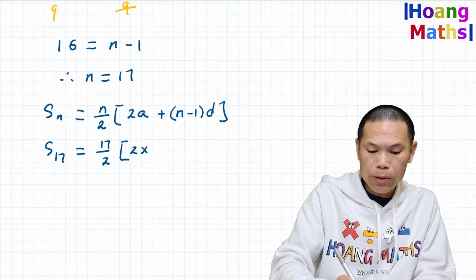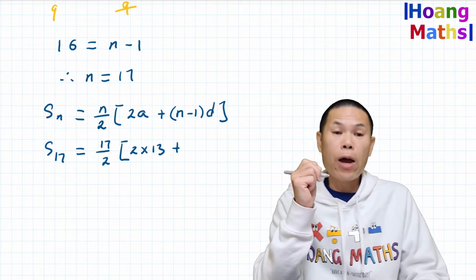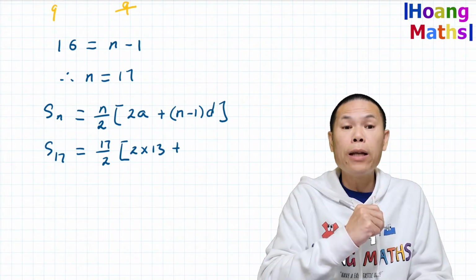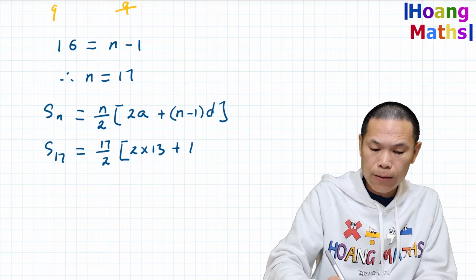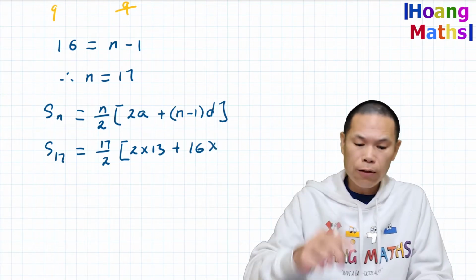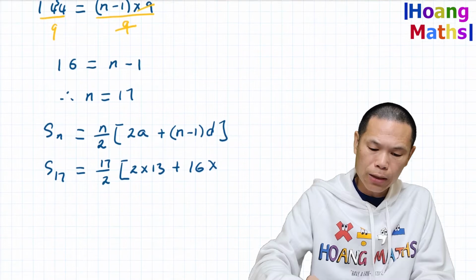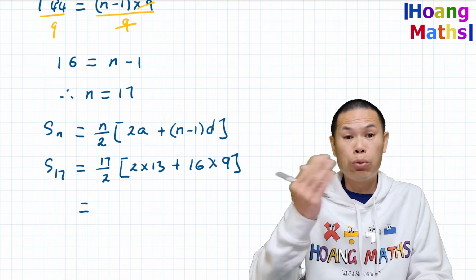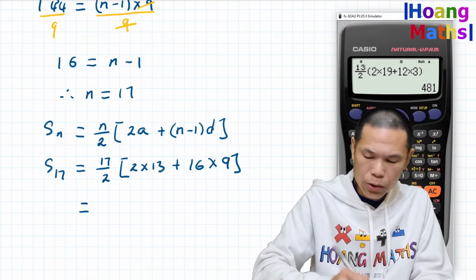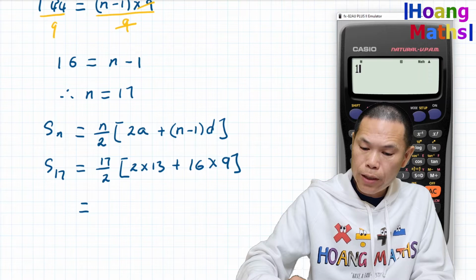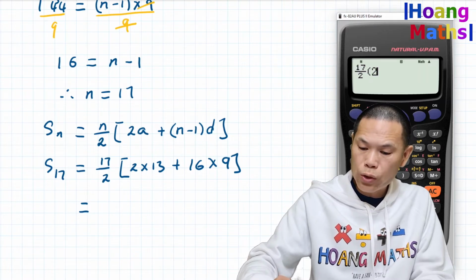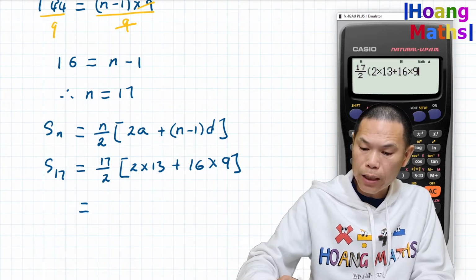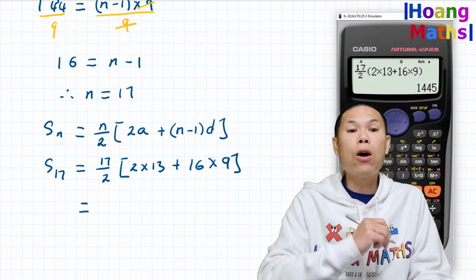So 2 times 13. And we add, now n is 17, so 17 minus 1 is 16. So we add 16 and we times by the common difference. The common difference is 9, so we just times by 9. So there you go. Now what I do, I just put that on a calculator. I go 17 over 2 and we bracket it, and 2 times 13 and we add 16 times 9. Close brackets.